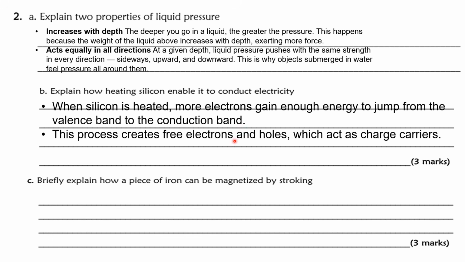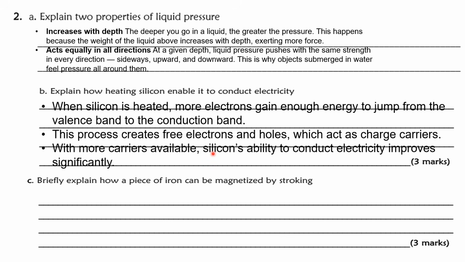So the electrons and the holes become the charge carriers. By the way, holes are formed when electrons have left the valence band. So the places left by the gaps, the vacancies left by electrons once they have jumped from valence band to conduction band are called holes. They are positive in nature. So these are the two charge carriers. With more carriers available, with as many electrons and holes available, silicon's ability to conduct electricity improves very significantly.